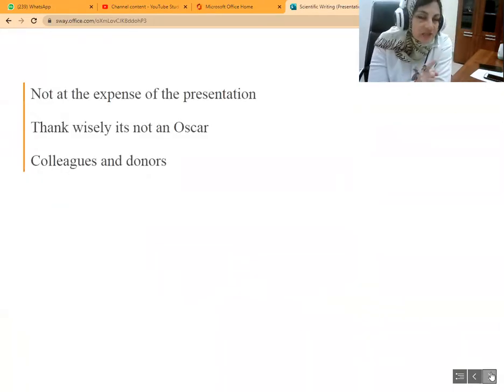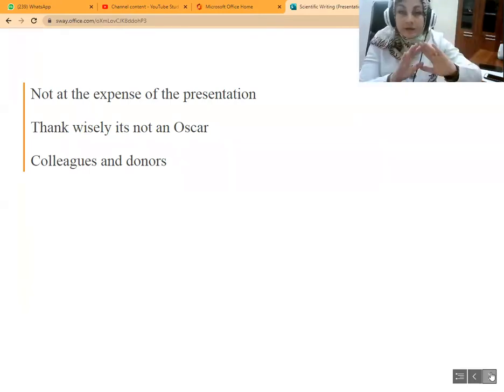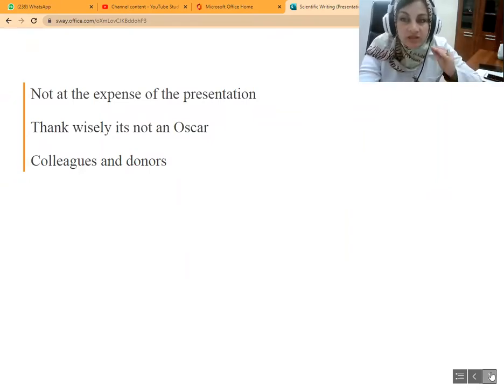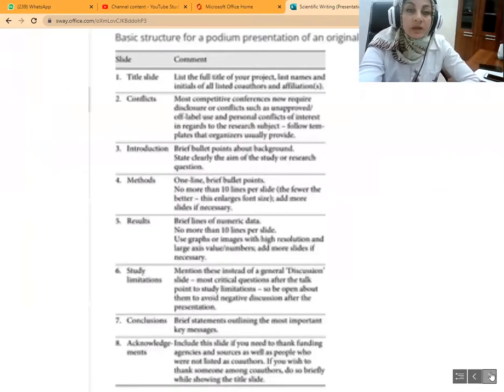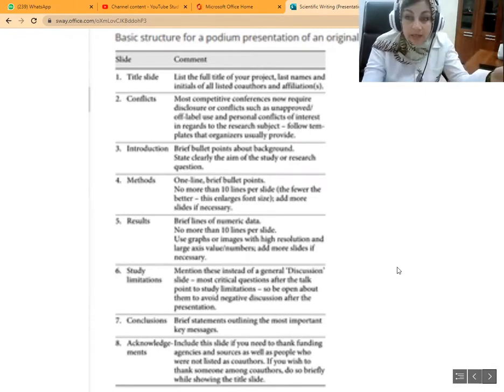But take care. This is not an Oscar. So you don't thank your mother, you don't thank your father. That's not what is intended. You thank colleagues, you thank donors. That's it. So again, we have title slides, conflicts of interest, then introduction, methods, results, study limitations, conclusions, and acknowledgement.